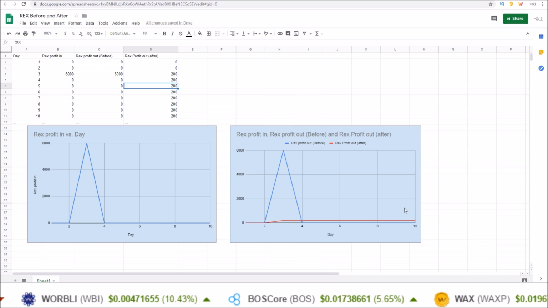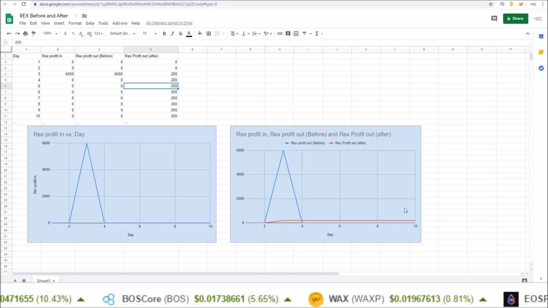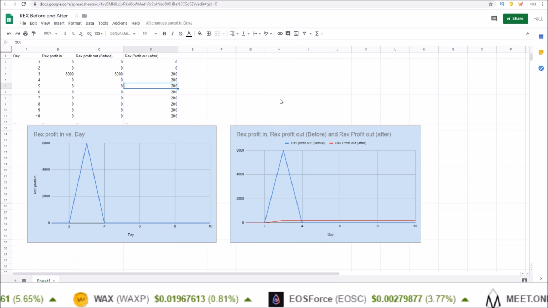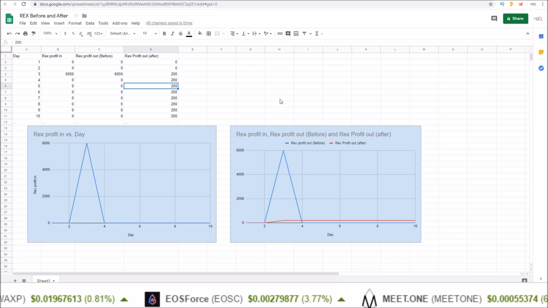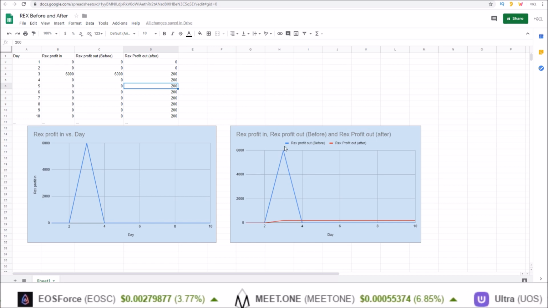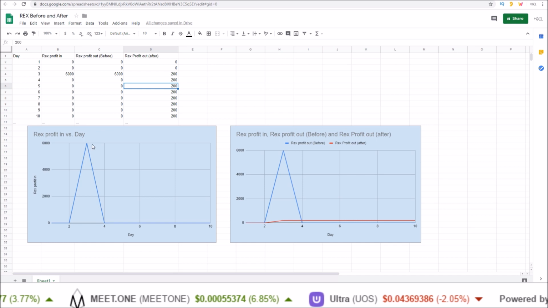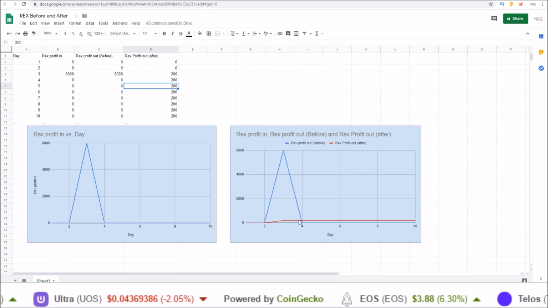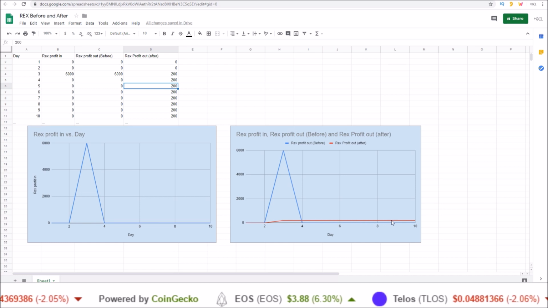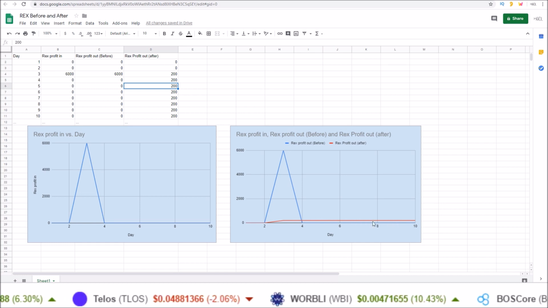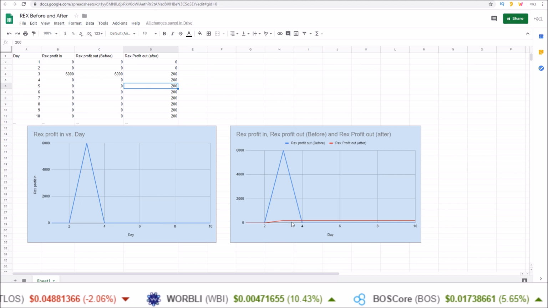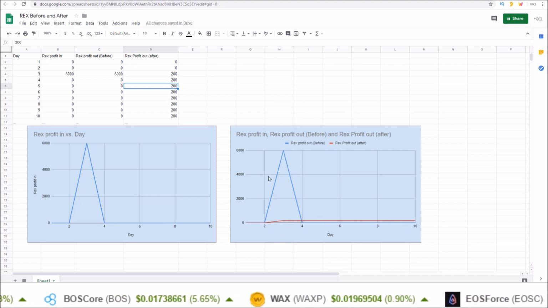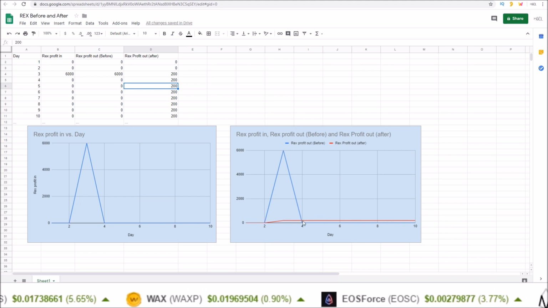Before, you had to be in REX. You had to stake your EOS in REX before someone made a big loan to take advantage of the profits from those loans. Now, when a big loan occurs, and in this example on day 3, users can still get in after that loan occurs to take advantage of the REX profits from that loan, since the profits are distributed over the 30-day period of that loan, instead of hitting REX right off the bat.